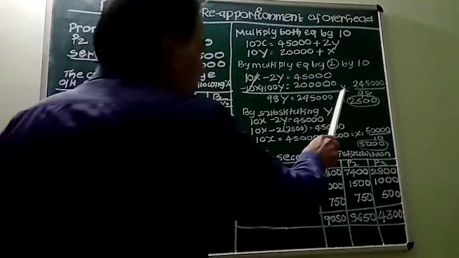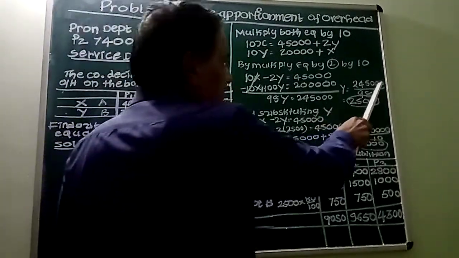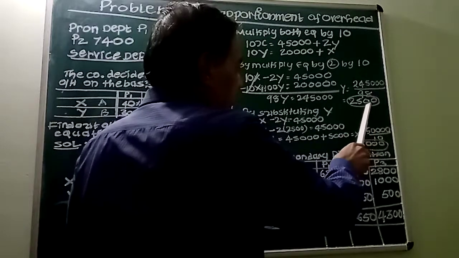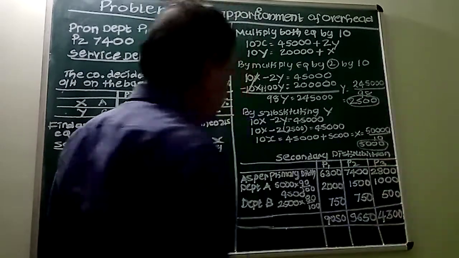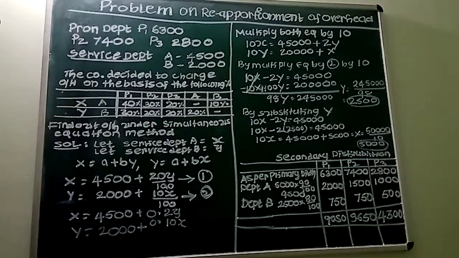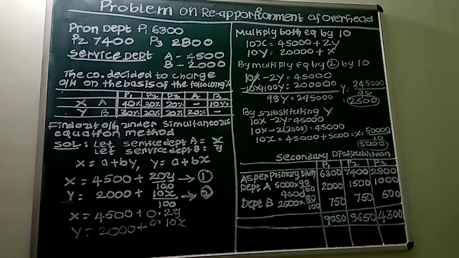Now, y is equal to 2,45,000 divided by 98, which is equal to 2500. This is the value of y. First we have found out the value of y. Now you can take any equation and substitute the value of y in any equation for that matter.